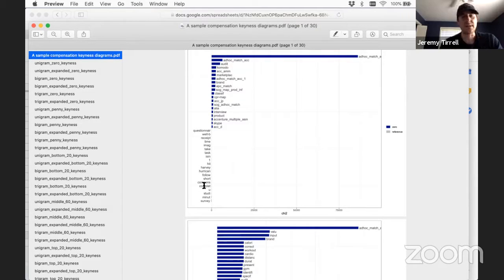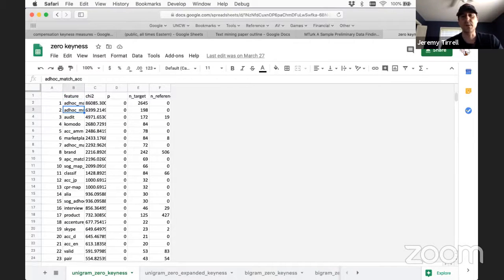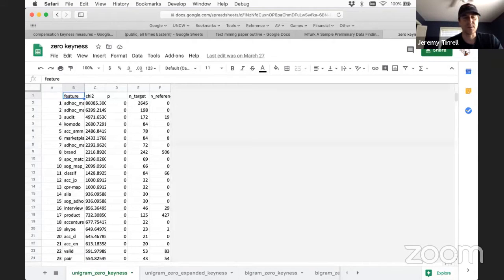But anywho, the data is the same here, right? So survey, minute, study, complete, compensation, right? We can see that's the same thing here in the tail. This just gives you a little bit of a more thorough view, because it ranks all the way from 1 to the end, in this case, over 8,000, because we're talking about unigrams.